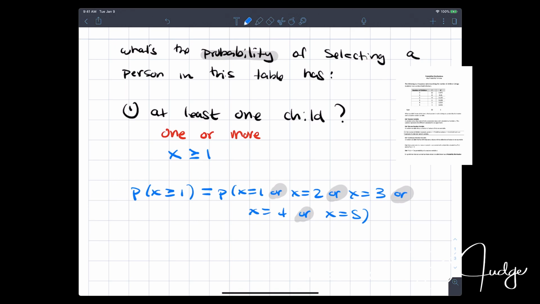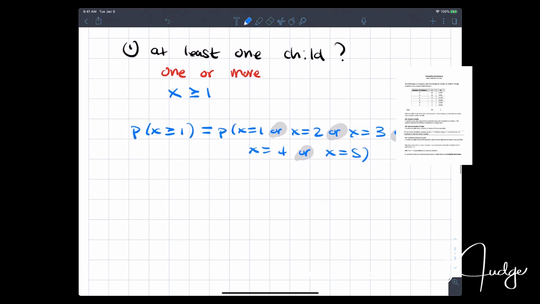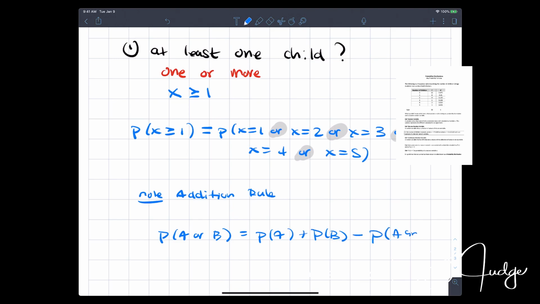Okay? And so I'm just going to do something here to say to you, I want you guys to notice some very important idea here. Your addition rule for probability. Probability of A or B, remember this, was P of A plus P of B minus P of A and B.